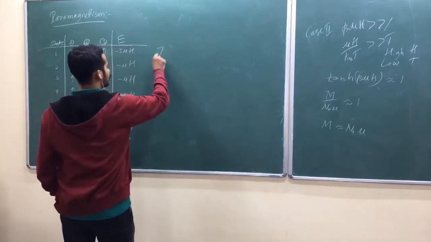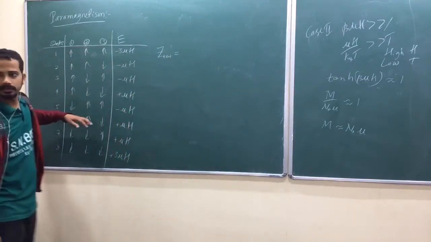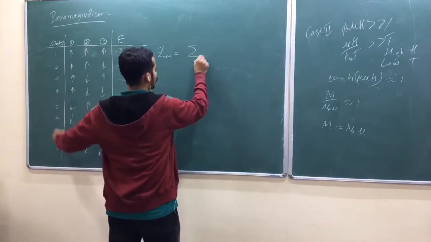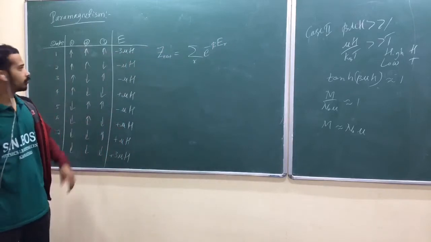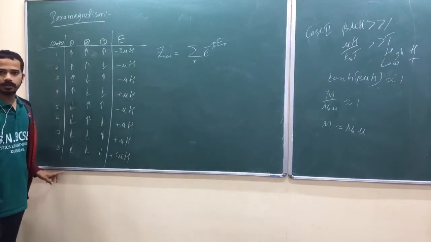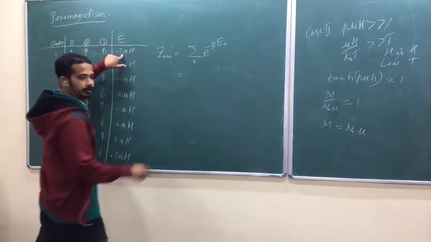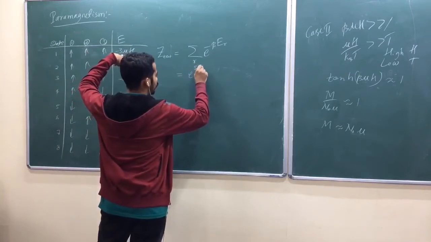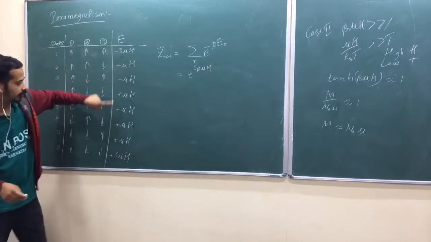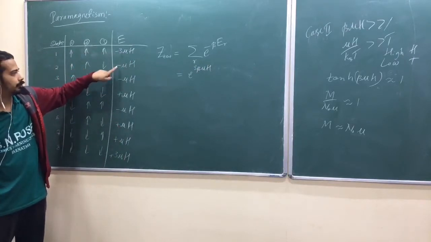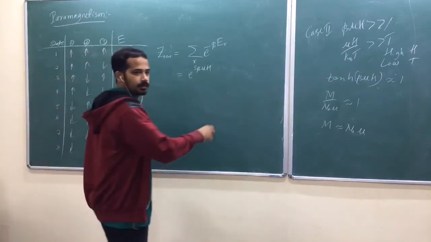What is the partition function for the total 3 spin-half system? You have to run your summation over all possible microstates. Beta, can I write E_R, where R equals 1, 2, 3, 4 and so on up to 8, isn't it? So shall I write this one? e power 3 beta mu h. You got 3 of these things, okay? e power beta mu h, e power beta mu h, e power beta mu h, 3 times. So shall I write 3 times? Are you getting my point?